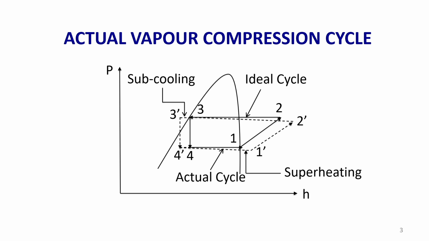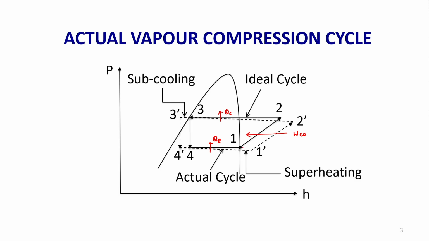So this is QE, and this is QC. This is the work of compression, and this is the heat rejected by the process. If you see the actual cycle, it deviates from the ideal cycle. In the actual case, mostly by the time the low pressure refrigerant vapor comes from the evaporator to the inlet of the compressor, it is slightly superheated.